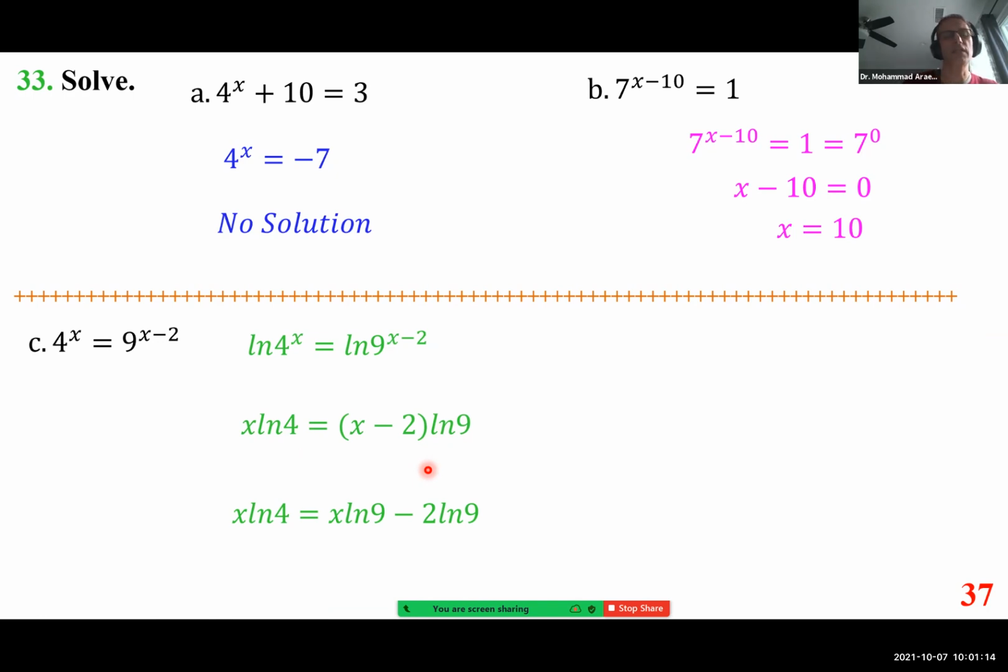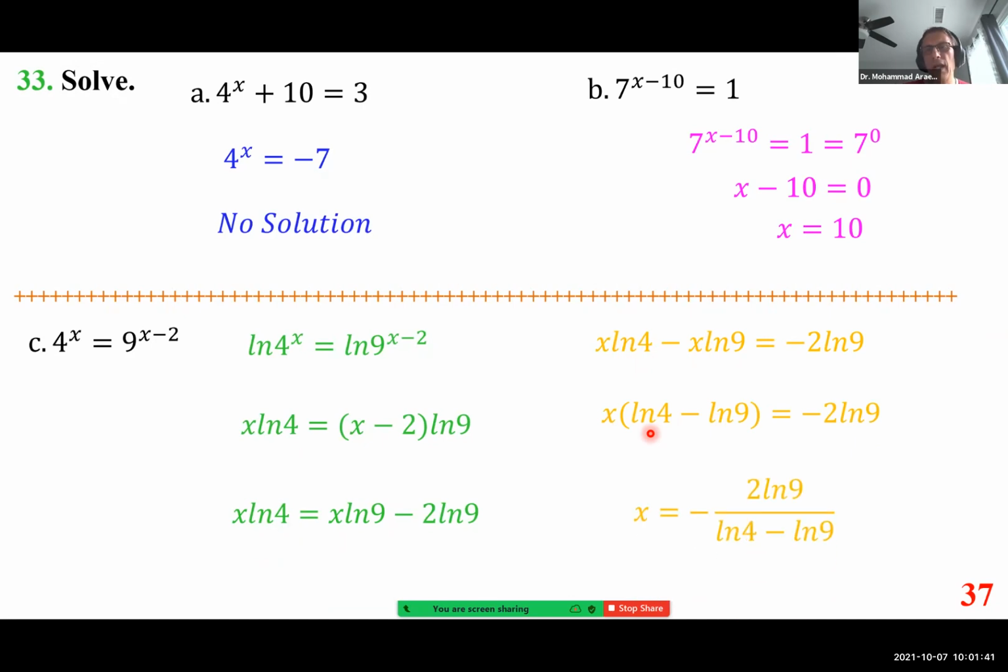Now you're solving for x. Everything involving x must come together. So all you have to do, move this one, make it minus x ln 9. Now on the left side, I can factor out the x. And if I divide by the parentheses, I have the exact answer. Of course, you can plug it into a calculator and approximate.